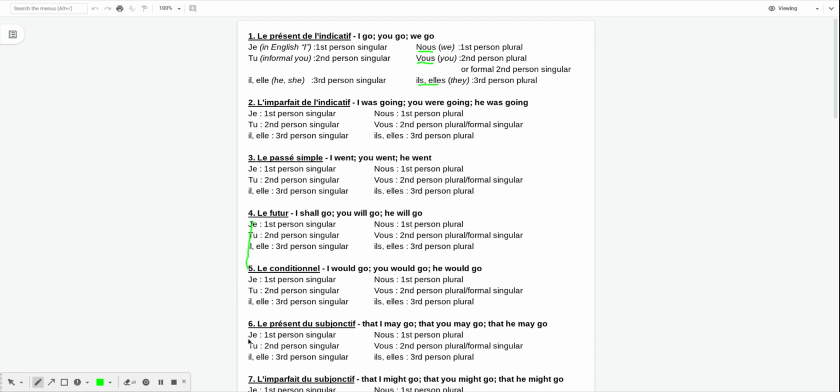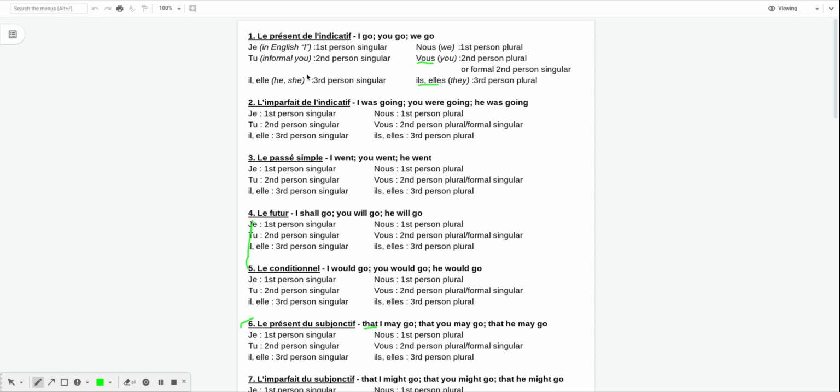And then the last two, 6 and 7, we've got le présent du subjonctif, l'imparfait du subjonctif. So these two tenses are somewhat related in that they both use the word that. So this is saying that I may go, that you may go, or for the imparfait du subjonctif, that I might go, that you might go. The word for that in French is que, Q-U-E.